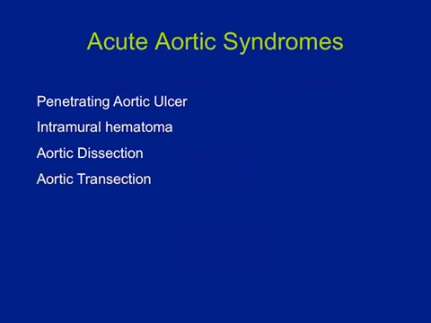Penetrating aortic ulcers are part of a constellation of disorders known as acute aortic syndromes. Acute aortic syndromes represent a spectrum of disease processes such as an aortic dissection, an intramural hematoma, aortic rupture, traumatic aortic transection, and our topic at hand, penetrating atherosclerotic ulcer of the aorta.